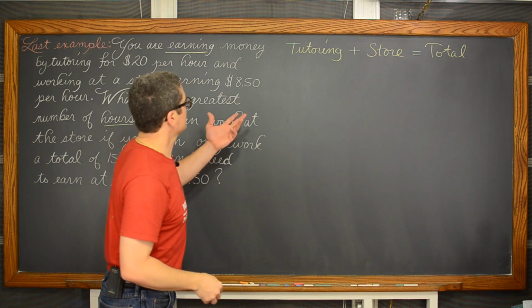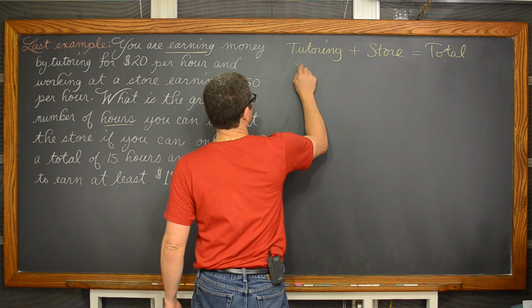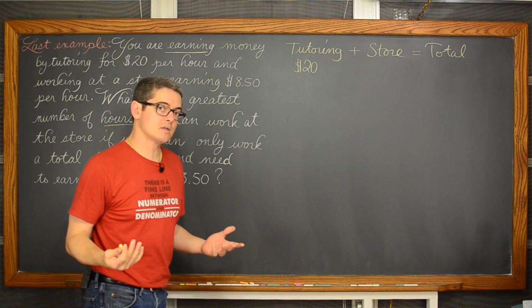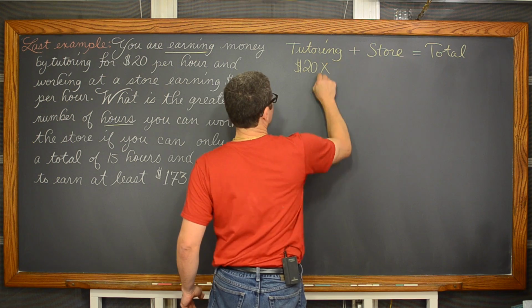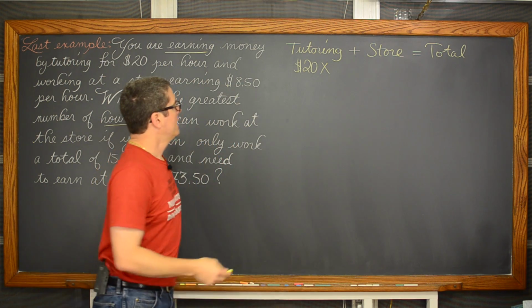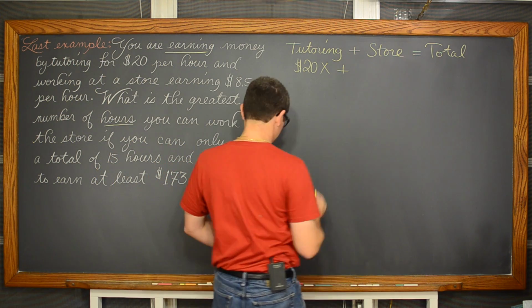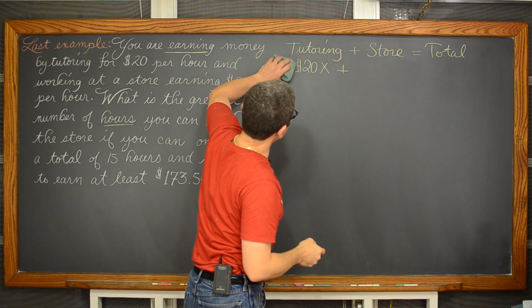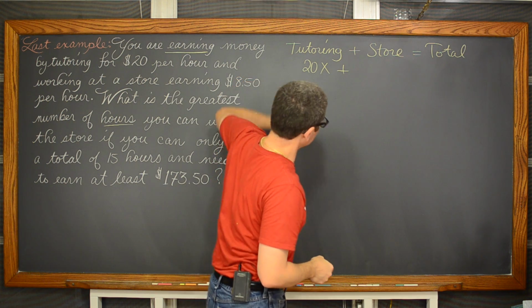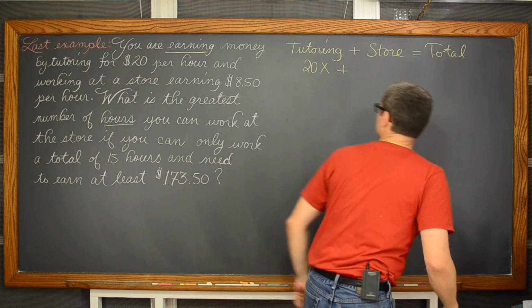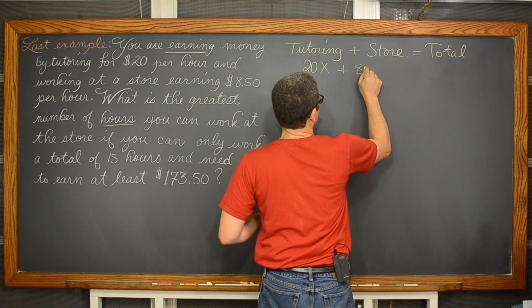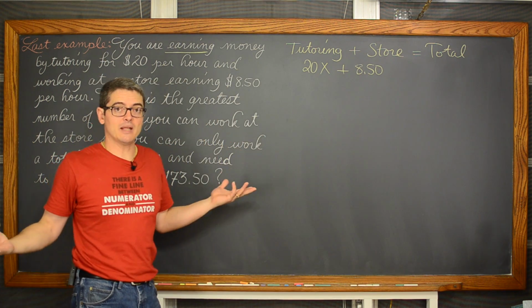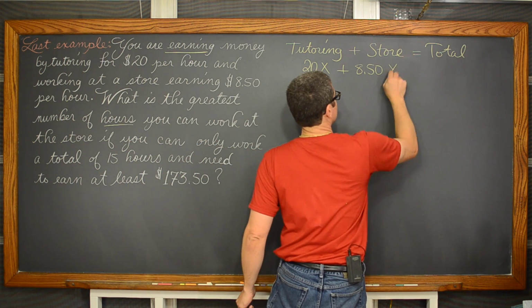So the tutoring, well, that's $20 an hour times some variable that represents the number of hours. Okay, so I don't know, X, because I don't know how many hours I tutored. And then going to the store, I think maybe the dollar sign is going to be distracting in there. We're going to be at the store, maybe our more normal, regular job that we can count on getting some money every week from is $8.50. And I don't know how many hours I worked at the store, so maybe that's just another variable Y.